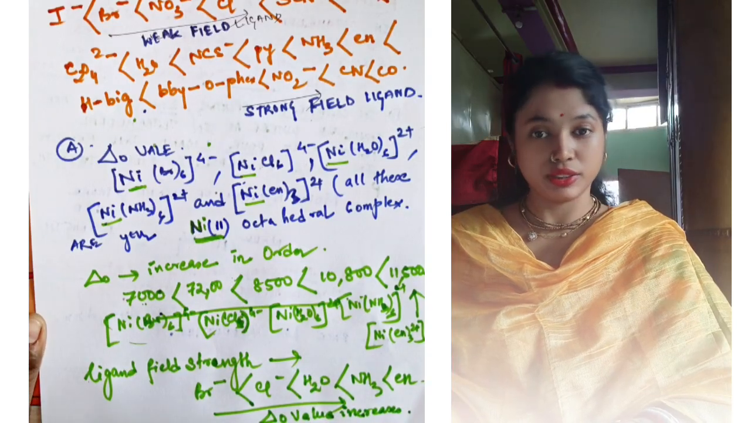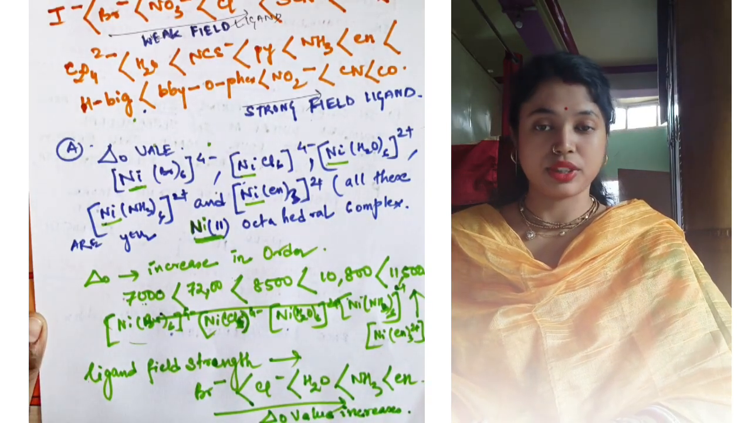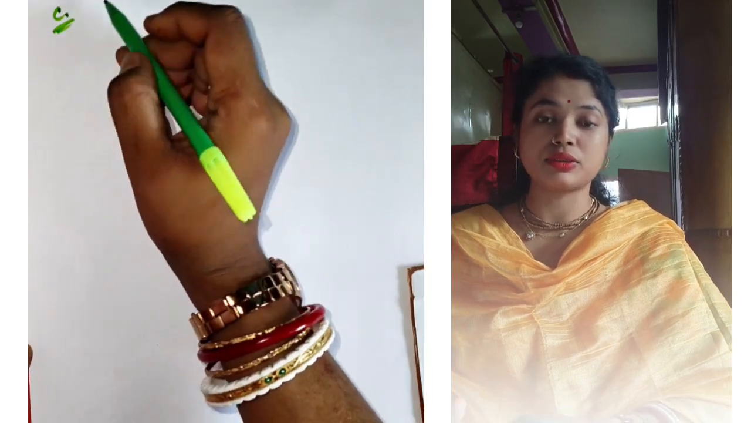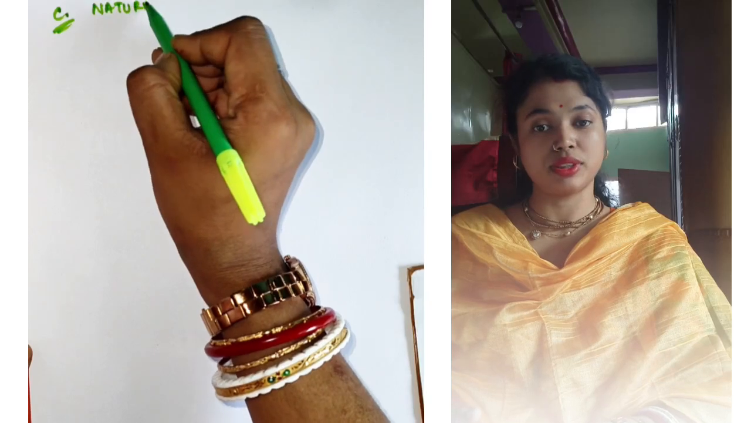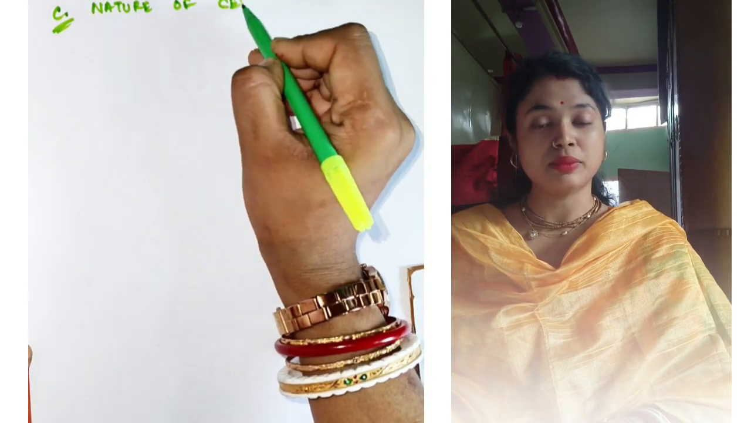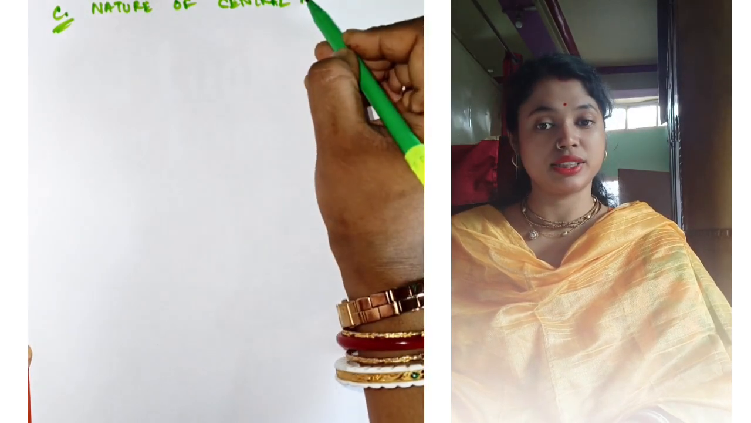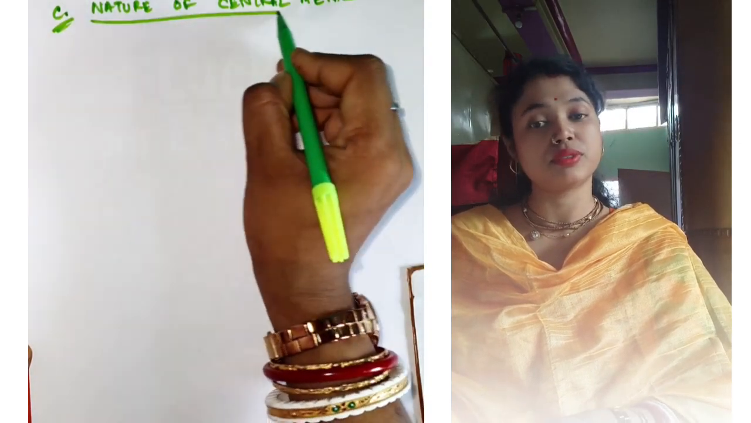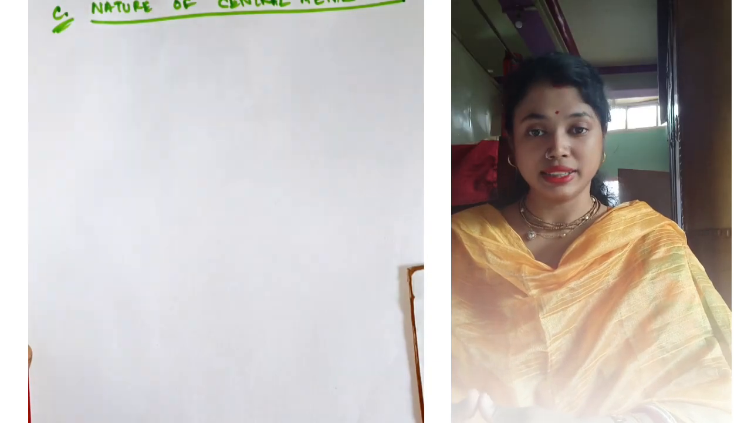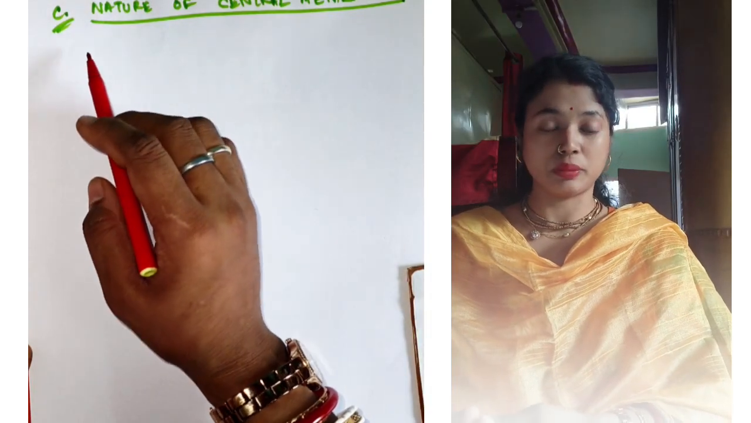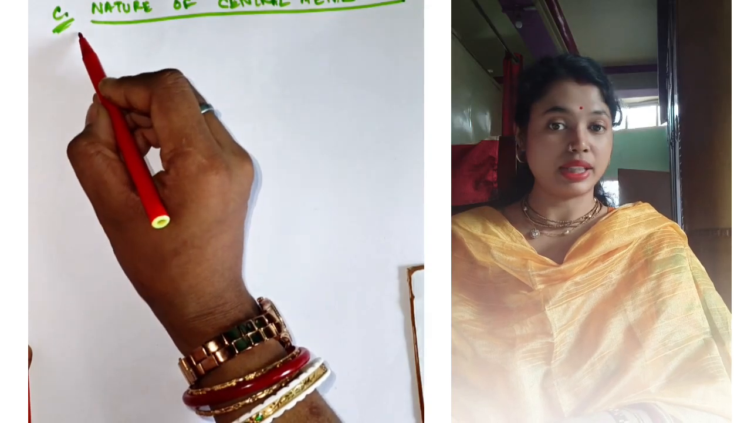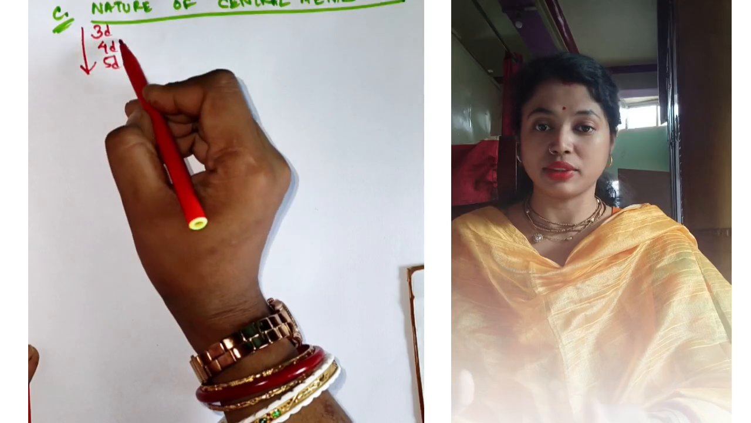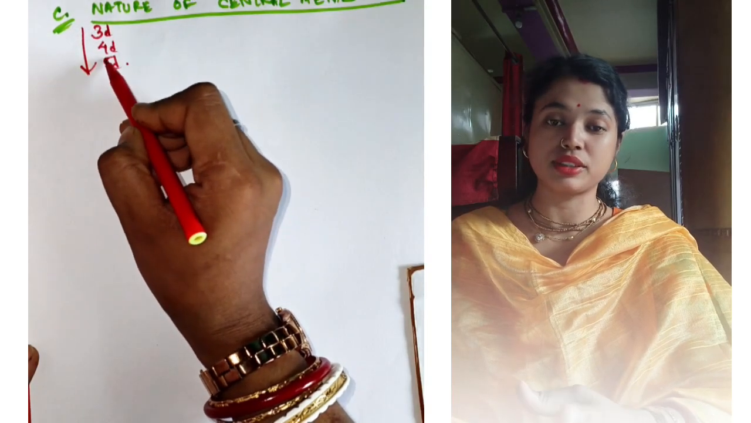Okay, first one, it depends on geometry. Second, it depends on the nature of the ligand. Then the third one is the nature of the central metal atom. That means first we talked about the nature of ligands, then we talked about the geometry of the complex. Now we are talking about the nature of your central metal atom. If you go down the series, that is from 3d to 4d and 5d, the splitting increases from 3d to 4d, 4d to 5d.